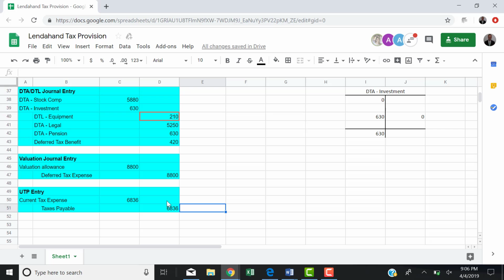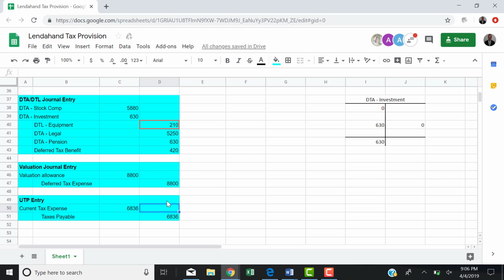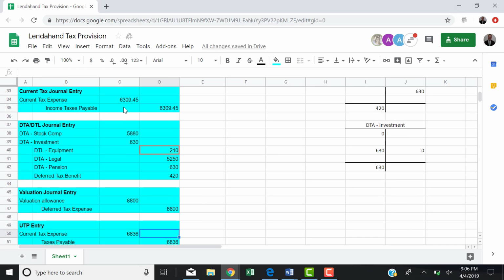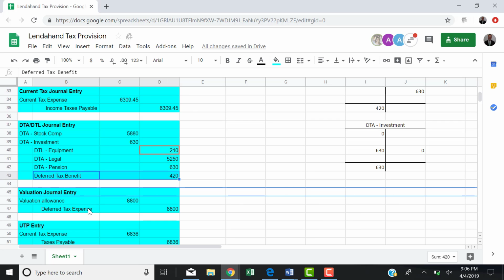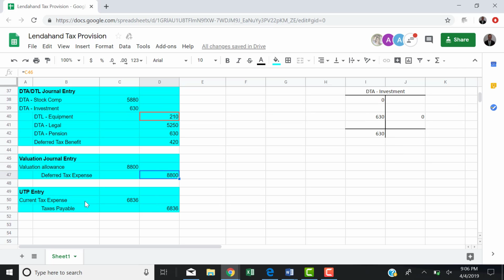The required part is prepare the tax provision, including the journal entries that would be made. These are the journal entries in blue. Then you just go through and say current tax expense, deferred tax benefit right here, and then deferred tax expense and current expense, and you would net those together. That answers, I think, everything.